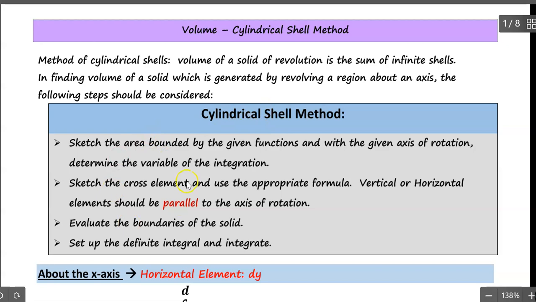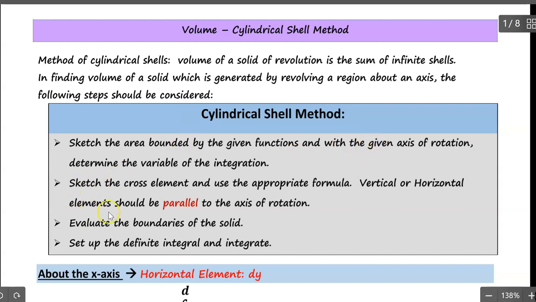So the steps are given here for us, and I'm going to go over the steps with everyone. Sketch the area bounded by the given function. In finding the volume, the area bounded by the given function is very important, and we have to shade it, and we also have to figure out what area we are working with in terms of our given functions. Then we'll be given the axis of rotation, and this axis of rotation will determine the variable of our integration. In this case, I'm talking about dx or dy.